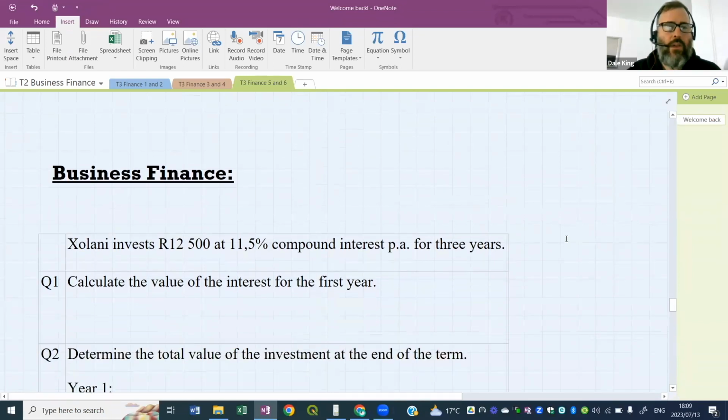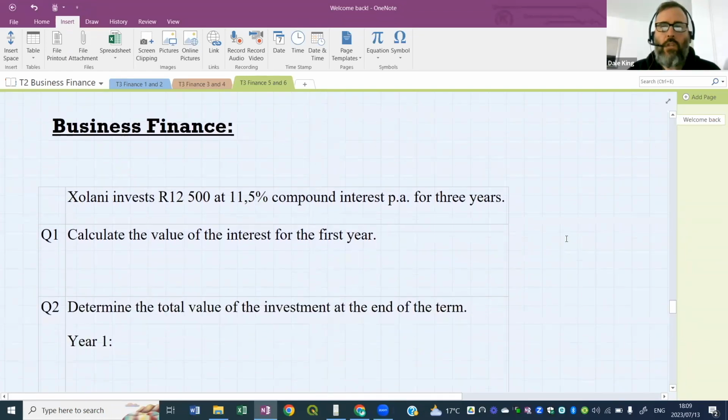But let's get started with the business finance section, the investments and loans. Now, the first question and scenario in front of you on the screen is very similar to the question I ended off with on Tuesday. I need you guys to please work through this before we move on, because this is a typical interest question, whether it's a loan or an investment. I want you to practice this once more before we move on to what else I have to show you tonight. It's exactly the same as what we did on Tuesday.